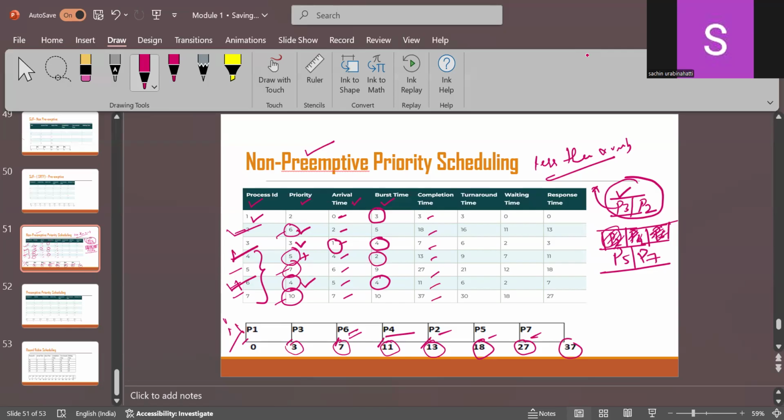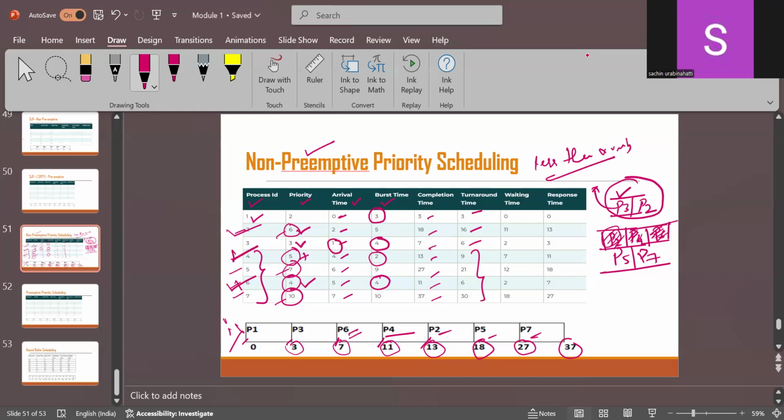Now coming to turnaround time, how to calculate the turnaround time? It's quite easy. The formula to calculate turnaround time is completion time minus arrival time. Turnaround time is equal to completion time minus arrival time. So 3 minus 0 is 3. 18 minus 2 is 16. 7 minus 1 is 6. Similarly, we calculate the turnaround time for everything else.